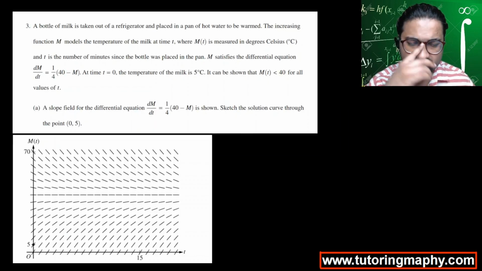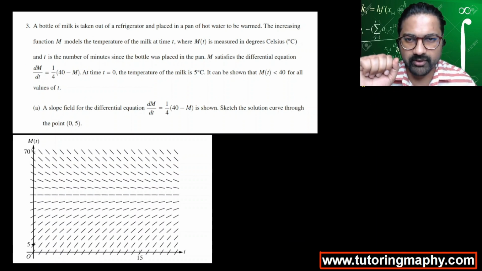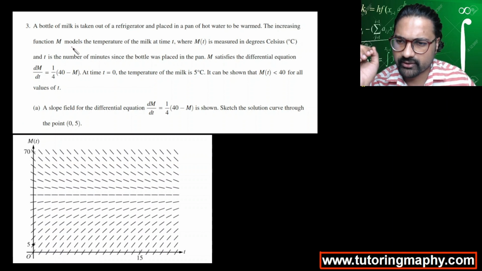FRQ number 3. So this is part B of AP Calculus BC 2023. Calculator is not allowed. That's an interesting thing. The first question is based on slope field and differential equation. So let's read this out.